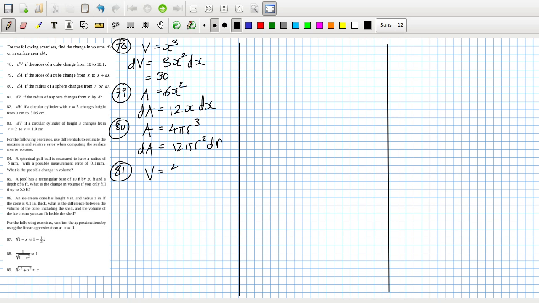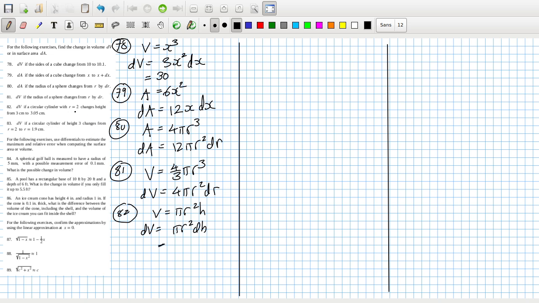V is 4 over 3 pi r cubed, so dV would be 4 pi r squared dr. 82: V equals pi r squared h, and so dV will be pi r squared dh.